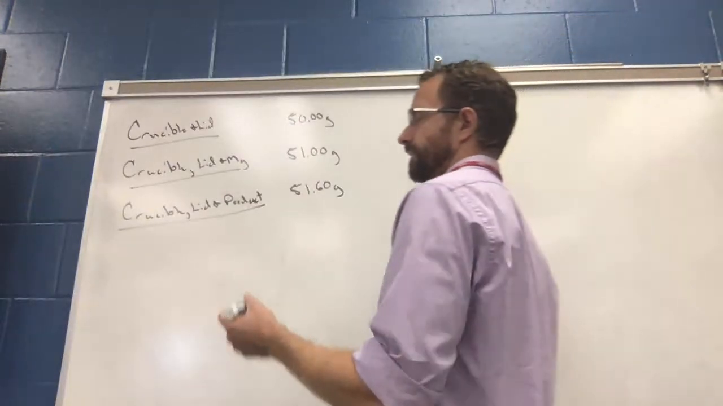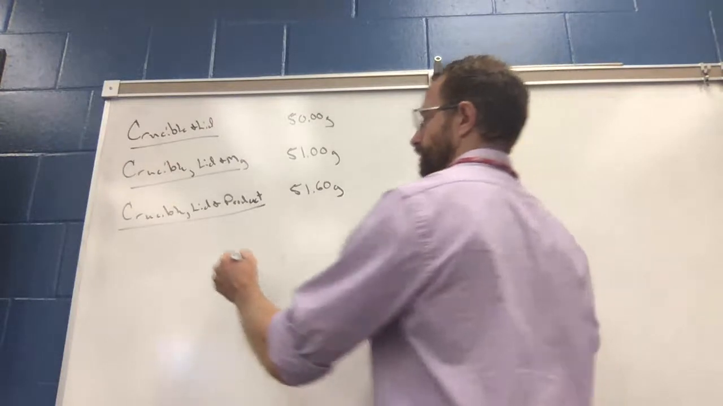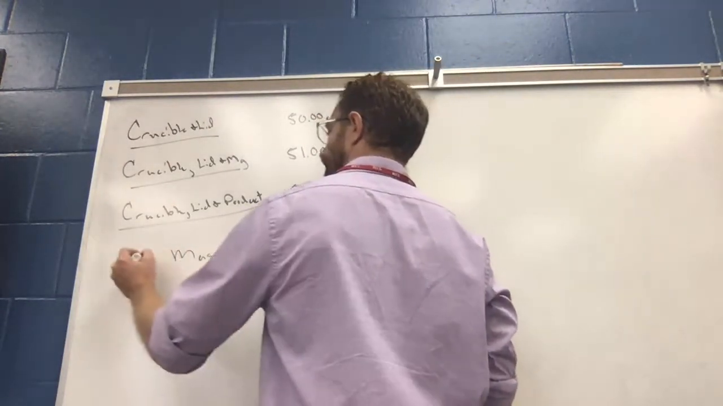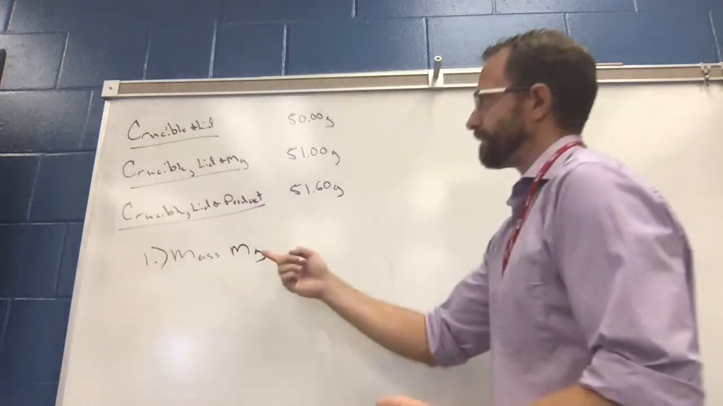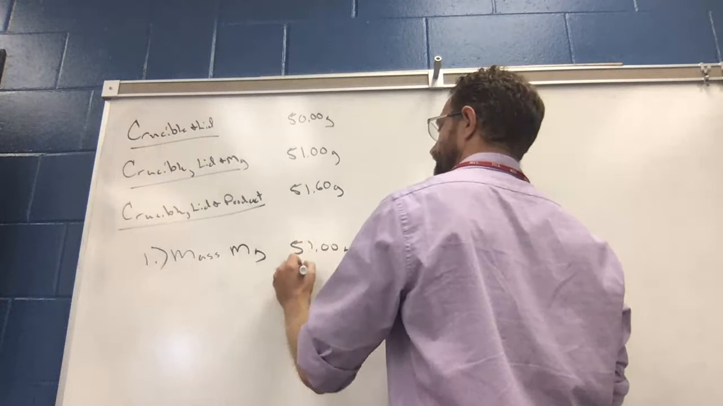So when I go to do the calculations, I want to label those calculations. I don't just do things wherever, right? So I'm going to label mass magnesium. You can even number them, right? So mass of magnesium, and then I'm just going to write it down. 51 grams minus 50 grams.